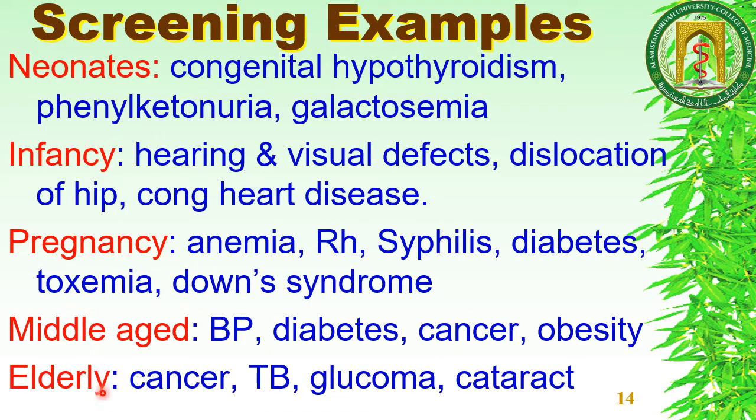Here are examples of screening among different age groups. Among neonates, we have in Iraq what is called neonatal screening for congenital hypothyroidism, phenylketonuria, and galactosemia. In infancy, we screen for hearing, visual defects, hip dislocation, congenital heart disease, and so on. In pregnancy, for example, anemia, toxemia, Down syndrome, Rh blood group. Among middle age and elderly, hypertension, diabetes, glaucoma, cataract, cancer.